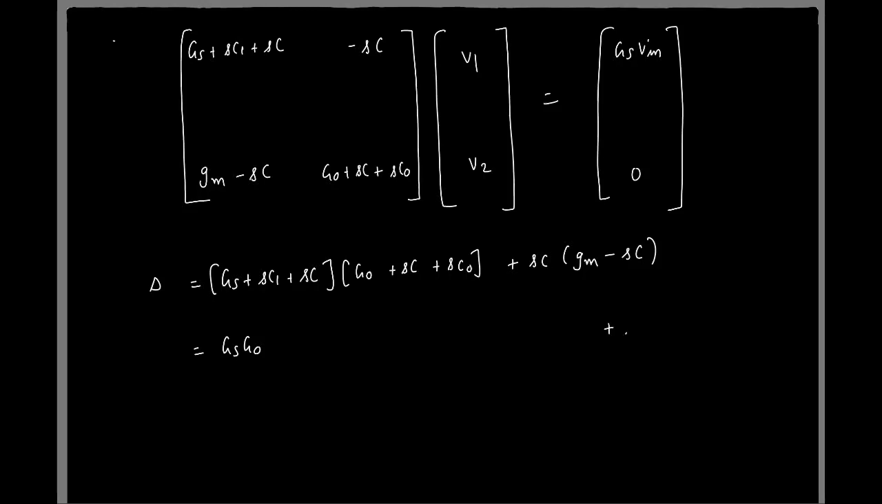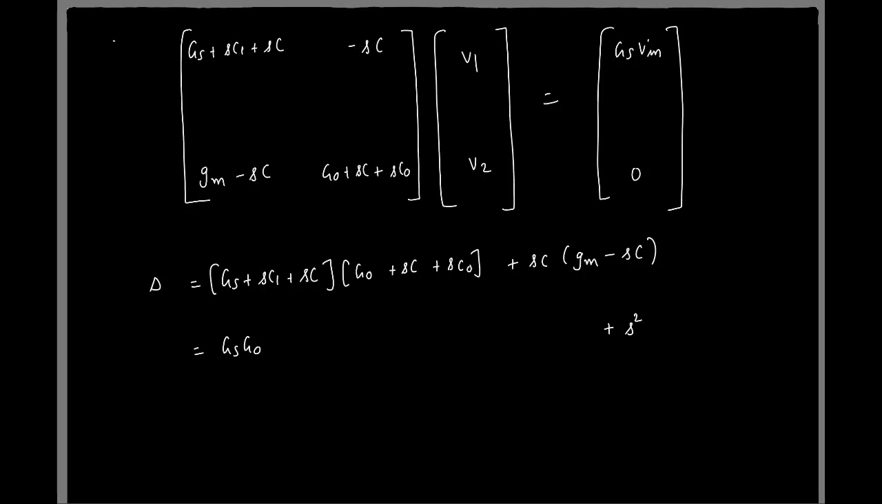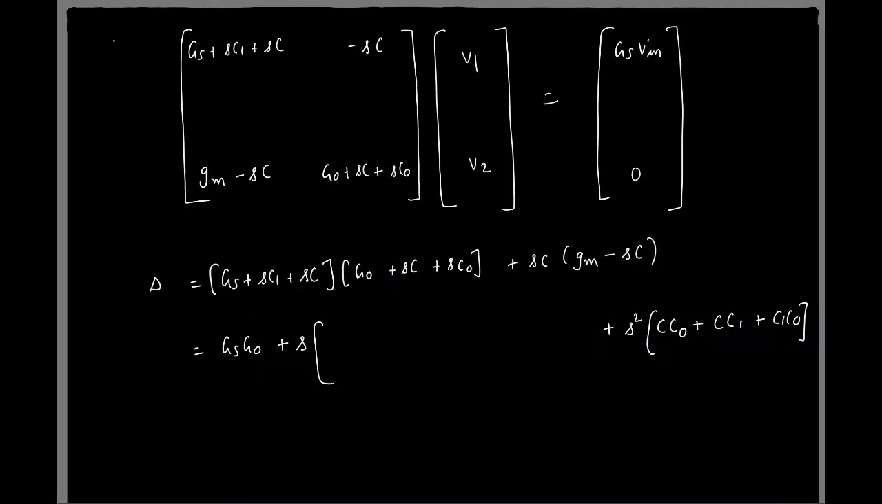Next, let me write the s square term because it's straightforward. So s square will be the product of this and this, and here you see that this s square C square will cancel with this term, right? So we'll not have that C square term as we saw in the last class. So what we'll have? Other products, C naught plus C C1, C1 C naught. So let's write the s term. One will have GS times this thing, that is basically GS times C plus C naught. I'll also have G naught times this guy, so G naught times C plus C1, and I'll also have this term.